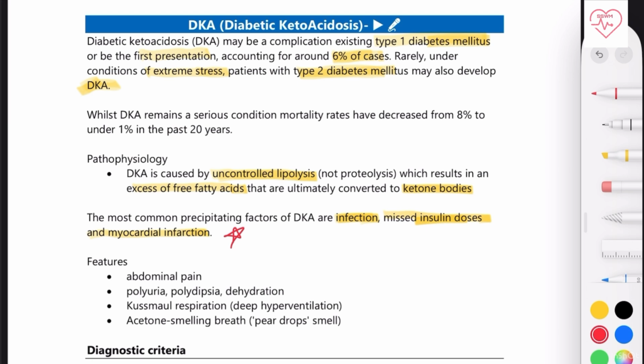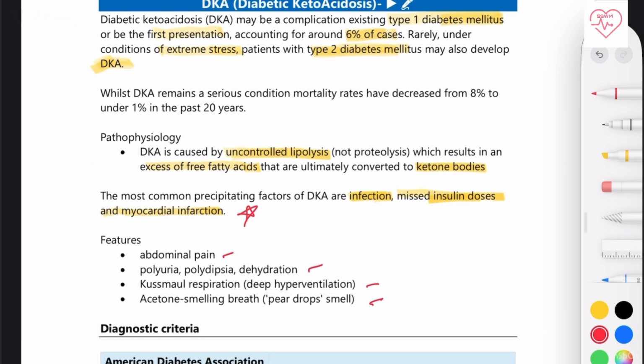Now, as I already told you in our last video also, but I will be telling you again the features of diabetic ketoacidosis. That is abdominal pain, polyuria, polydipsia, and dehydration. So, guys, polydipsia means excessive thirst, and polyuria means excessive urination, including at night, right? And the dehydration. There is deep rapid respiration, also known as deep hyperventilation, acetone smelling breath, and a pear drop smell. So these features you need to remember.